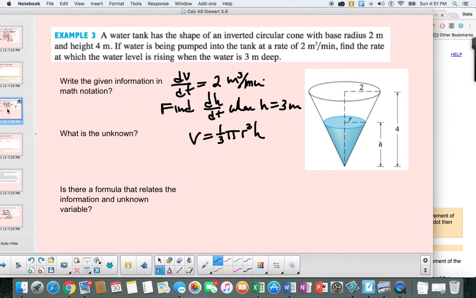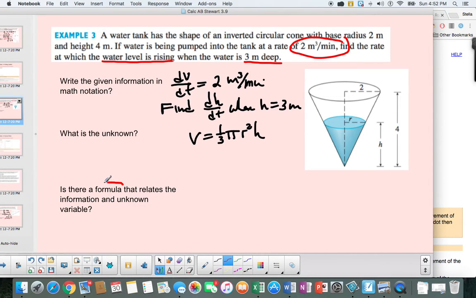All right, let's take a look at another problem involving volume once again. A water tank in the shape of an inverted cone with a base of 2 and a height of 4. If water is being pumped at a rate of 2 cubic meters per minute, now that's a dead giveaway for volume with respect to time. dV/dt is equal to meters cubed per minute. We want to find the rate at which the water level is rising, dH/dt, at the moment when it is 3 feet deep.